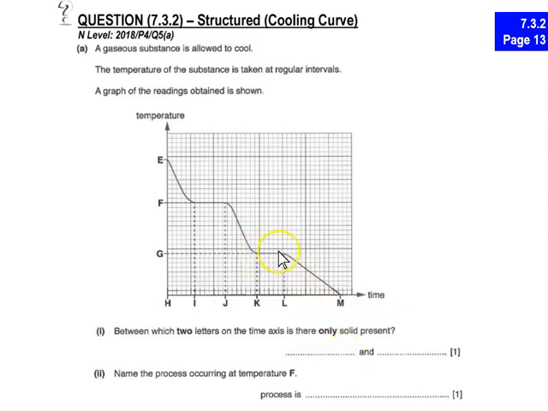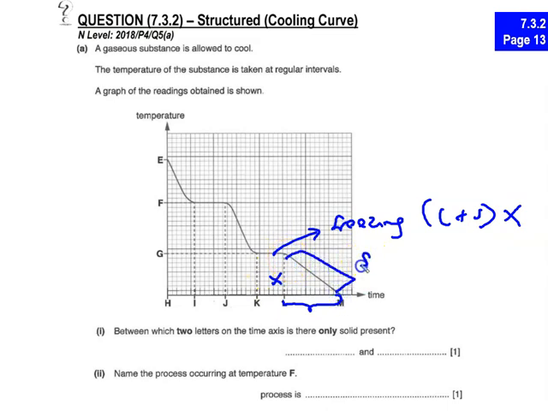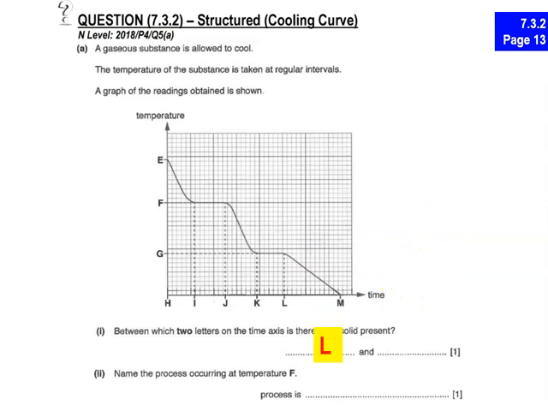Some of you may say, Miss Lee, is it here K and L because this is freezing? But remember, Miss Lee mentioned that at freezing, because it is a change in state, so if this is freezing, change in state will be liquid and solid, so it cannot be between K and L. Let's look at L and M. L and M will be fully solid because after the liquid has frozen, it will become a full solid. So therefore, your answer will be between L and M.